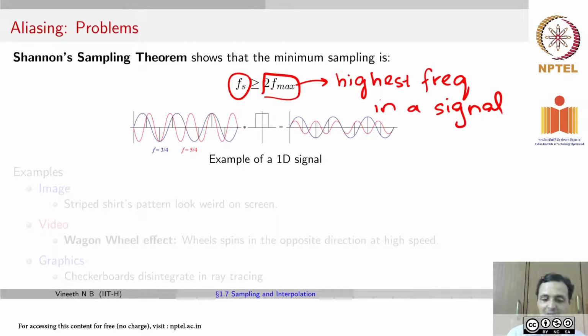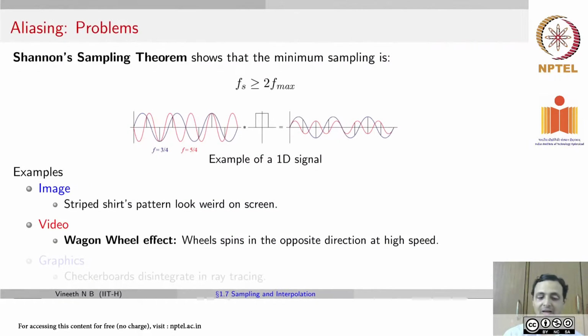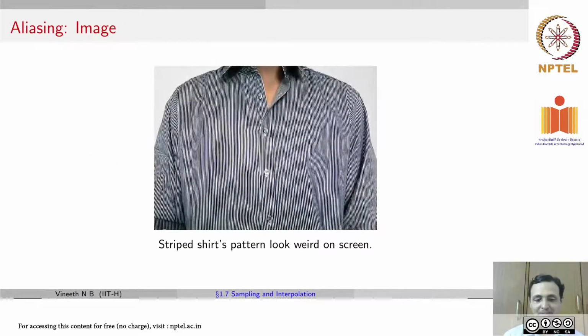We're going to see in a moment, but we can explain the impact of not doing this in an image setting, in a video setting, or even in a graphic setting. Let's see a couple of examples. So in an image setting, if you don't sample your original signal at the appropriate frequency, which is twice Fmax, your shirt is going to look very weird. And this is, as I said, what is known as aliasing.